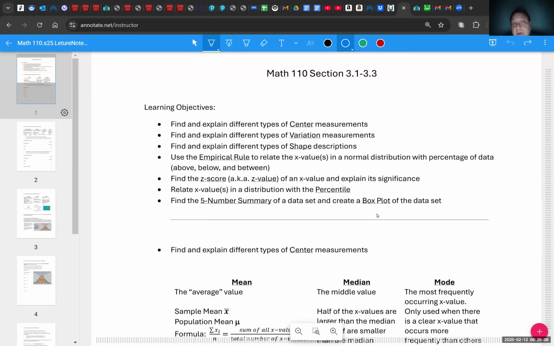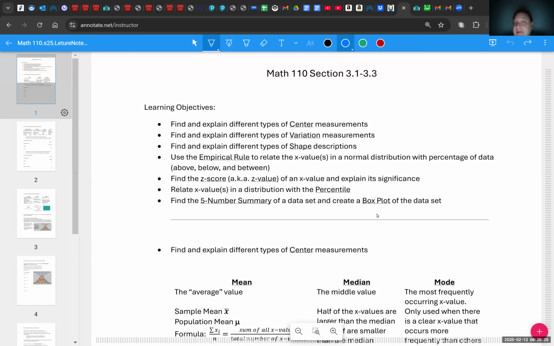The next important learning objective is to use the empirical rule to relate x values in a normal distribution with the percentage of data that's above or below or between those x values. It's okay if you don't know what the empirical rule is. That's part of today's lecture, to try to explain that to you.